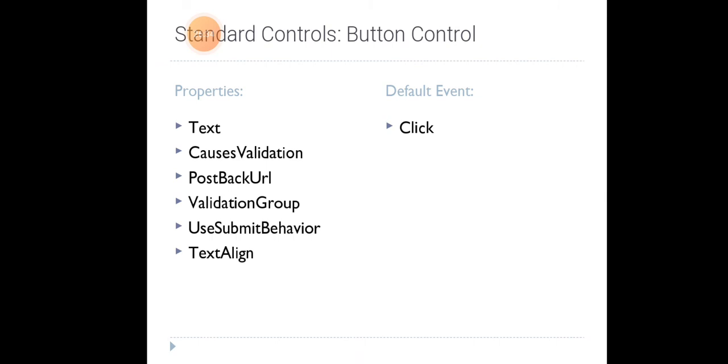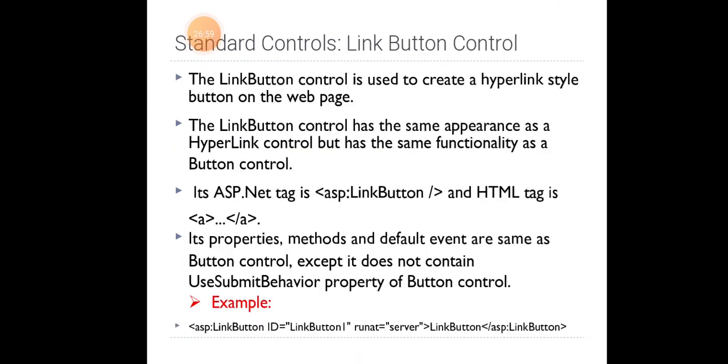Here I list out the properties and default event of the button control. The properties are text, causes validation, postback URL, validation group, use submit behavior, text align. Nothing but these are the properties. There are many more properties other than this. Here I specify the important properties of the button control. The default event of button control is click.